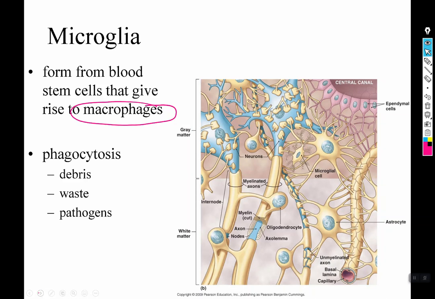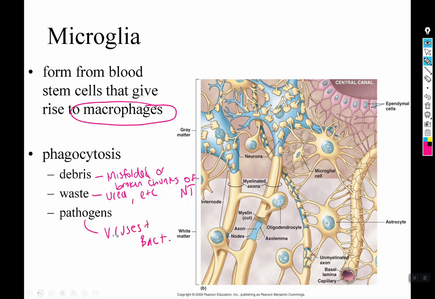As your neurons function, they're going to produce wastes and debris. So misfolded or broken chunks of neurotransmitter. They can also eat pathogens like viruses and bacteria, although the brain environment is pretty tightly controlled so that viruses and bacteria shouldn't really be in there, but if they show up, microglia will deal with them.